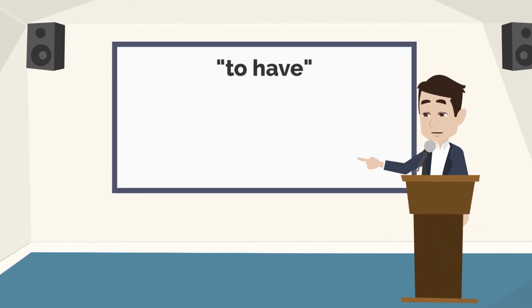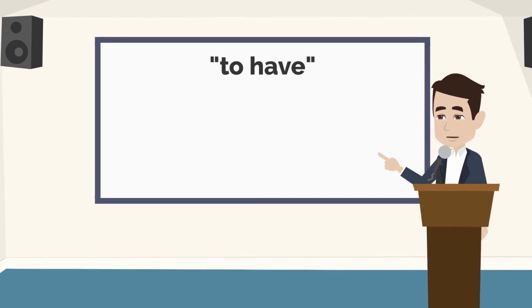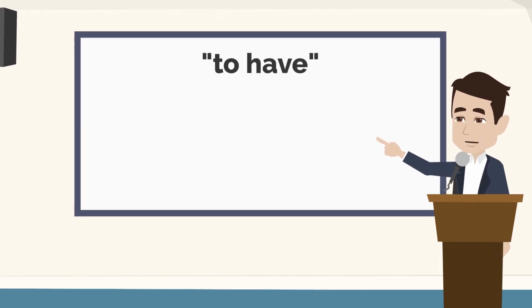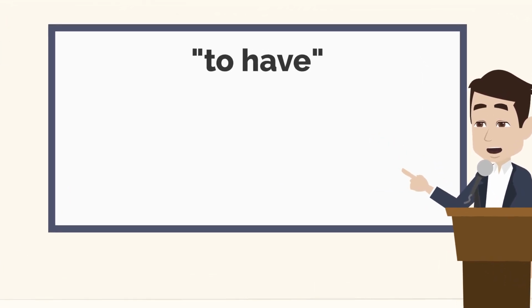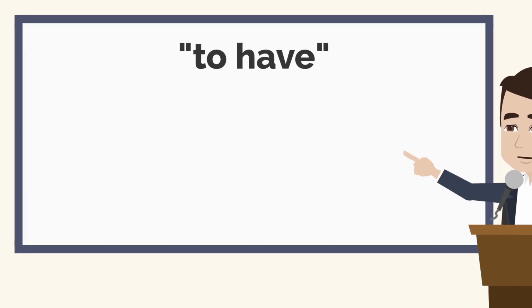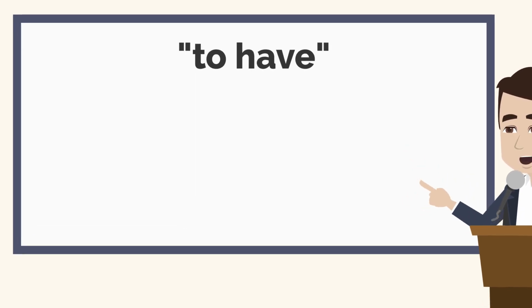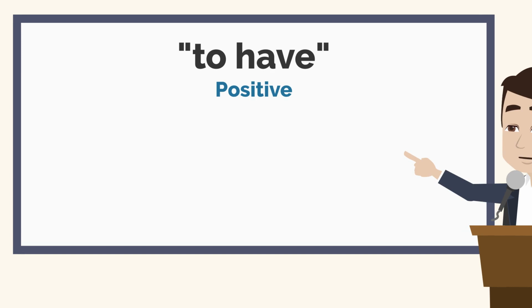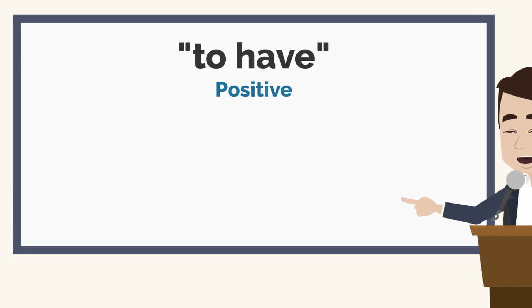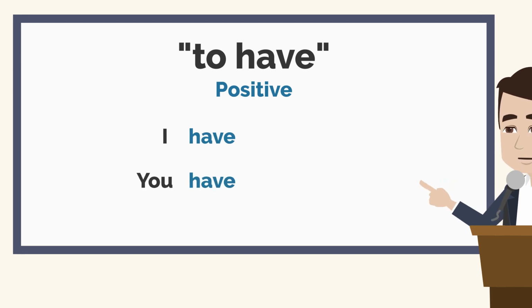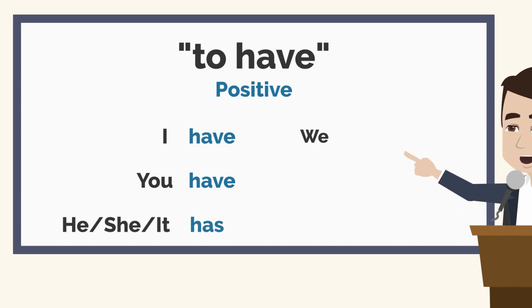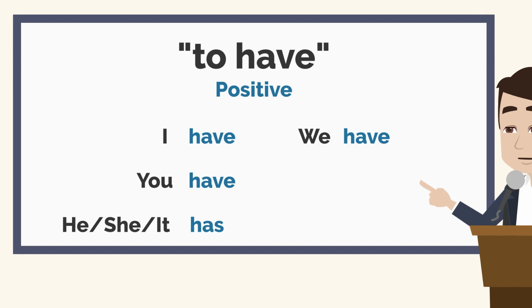The verb to have is an irregular verb. That means it doesn't follow a specific rule, and you need to memorize its conjugation. Let's start with the positive conjugation of to have in the present simple. I have, you have, he, she, it has, we have, they have.